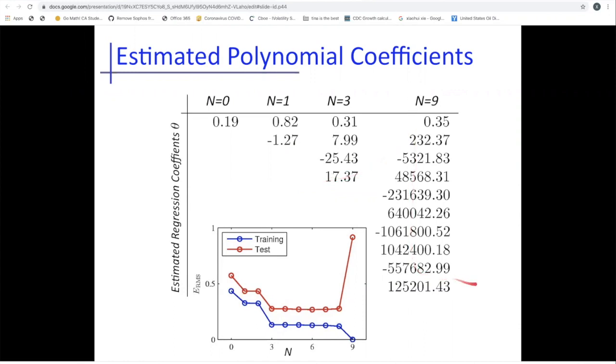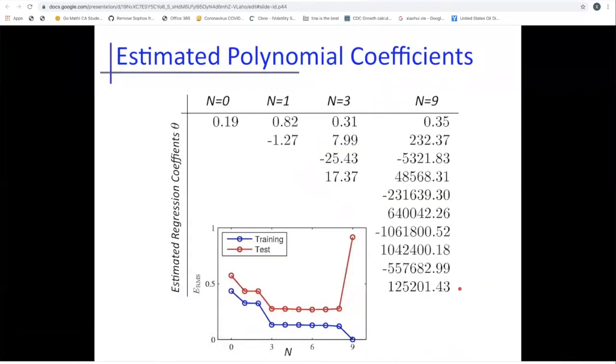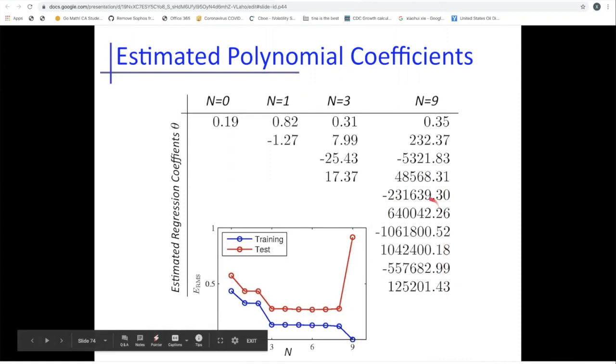This is the ninth order polynomial. Coefficients correspond to different polynomial orders. So this is what you see. What you notice from this table here is this. You will see something striking: those coefficients become enormous for the ninth order polynomial function here. They have extremely high coefficients.